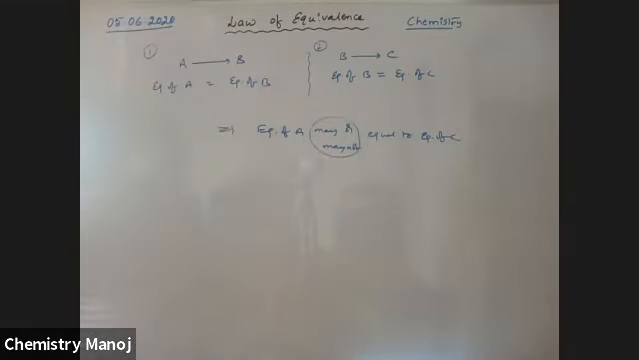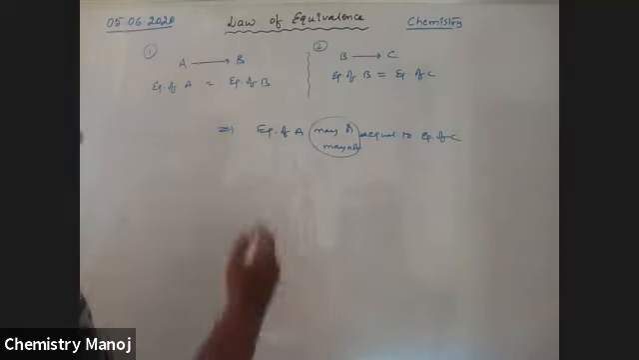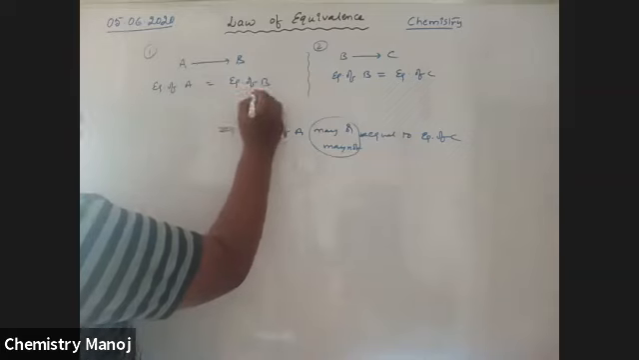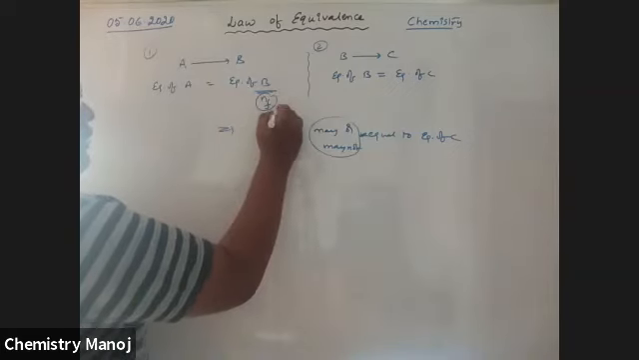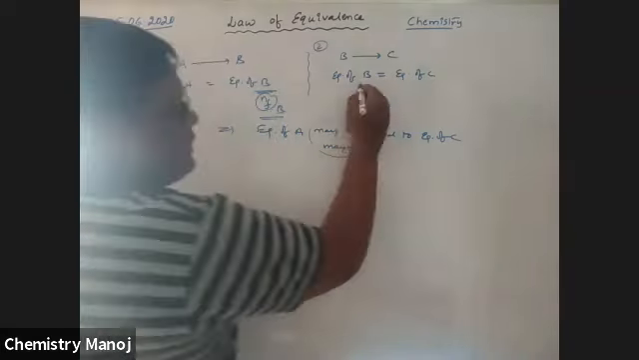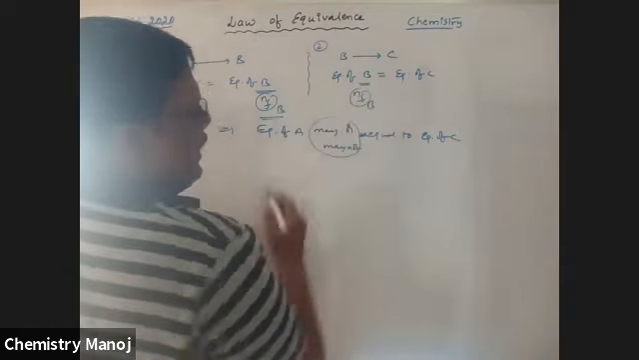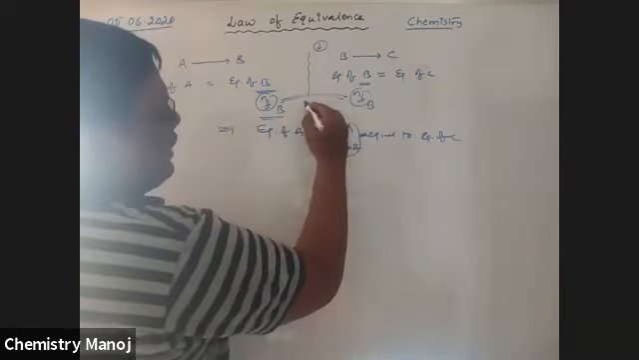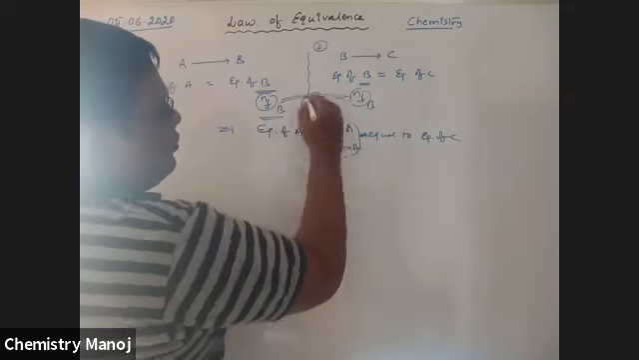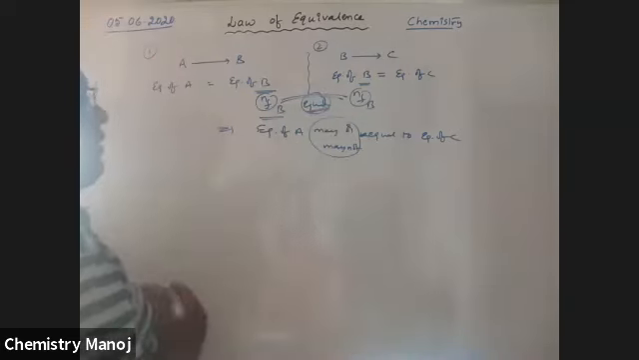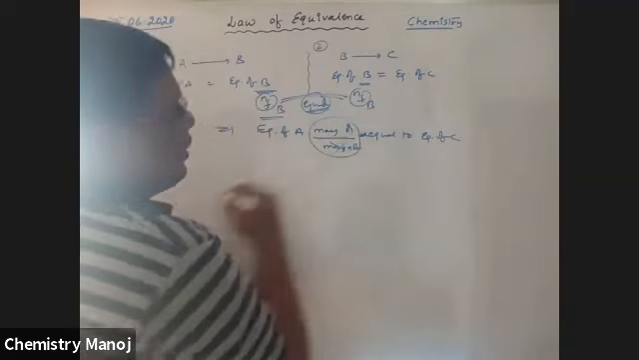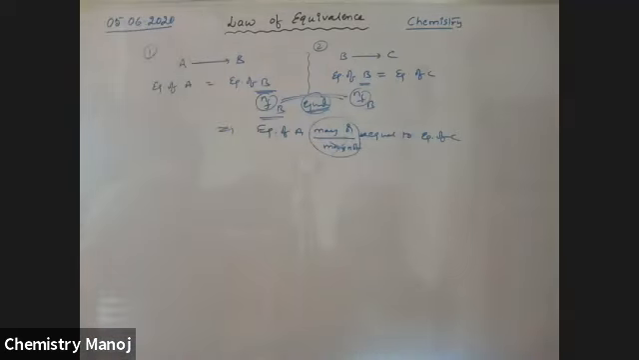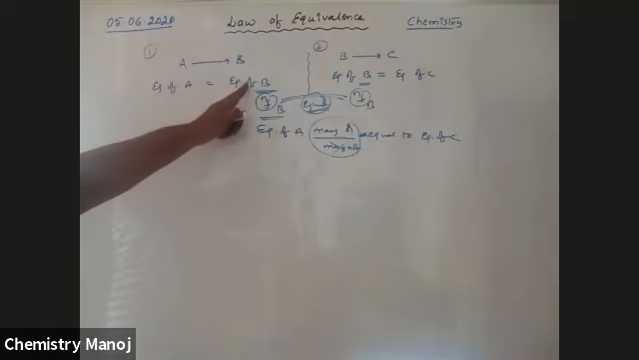Equivalence of A may or may not be equal to equivalence of C. It is easy when these two are equal. In this reaction, there is an n factor of B, and in this reaction, there is also an n factor of B. If these two n factors are equal, then they may be equal. Automatically, this condition is not possible otherwise. That means equivalence of A is equal to equivalence of B.